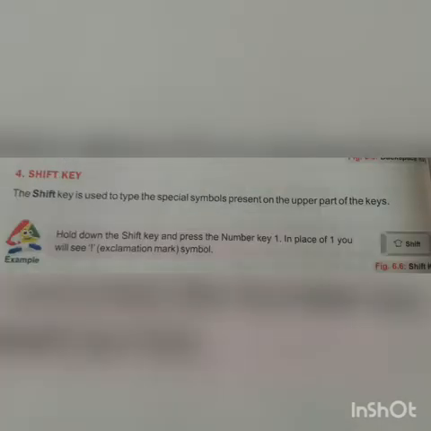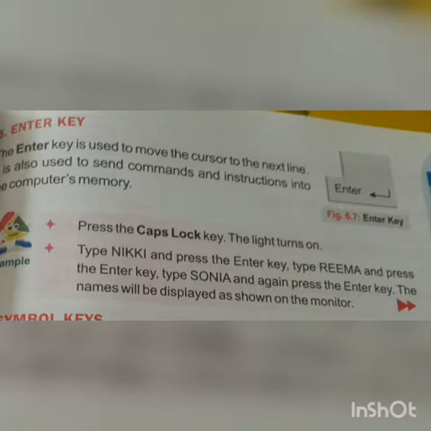Shift key. Shift key is used to type the special symbol present on the upper part of the keys, and it is used to type capital letters also and special characters also. To type a special character, you have to press and hold the shift key and the number key 1 to type the exclamation symbol.